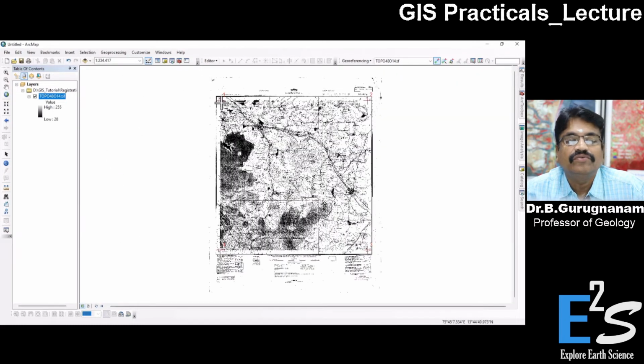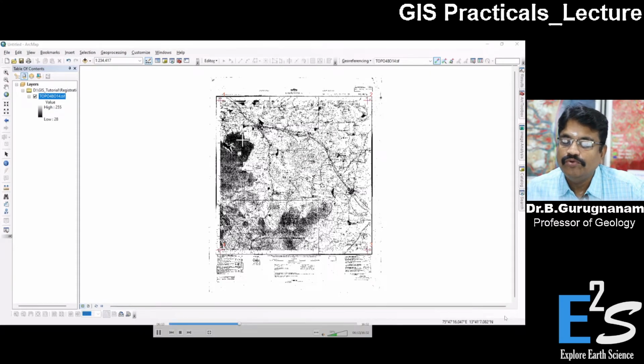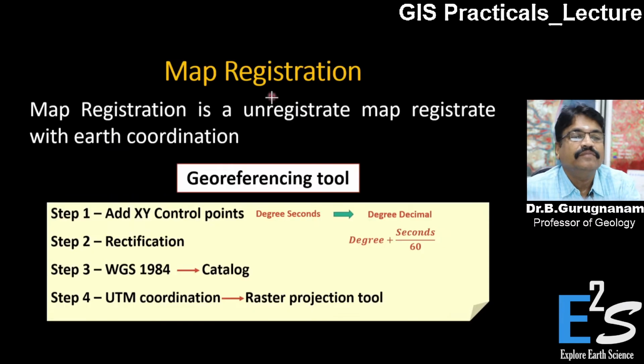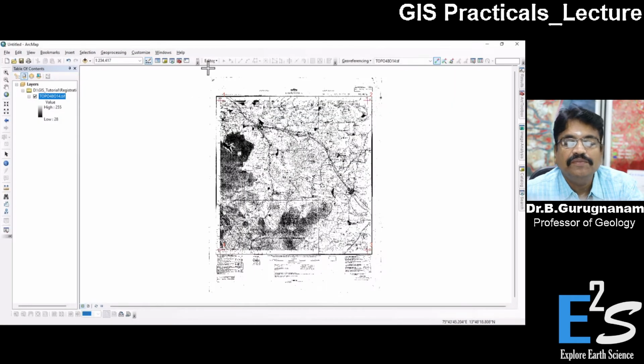That's it. Now the map is registered, and you can see at the bottom that when you move, you will be able to get everything. It is now taken. Now first point, step 1 is over. Add XY point. Now we have added the XY points. Now we have to project, rectify the image, the raw image into the georeferenced images.